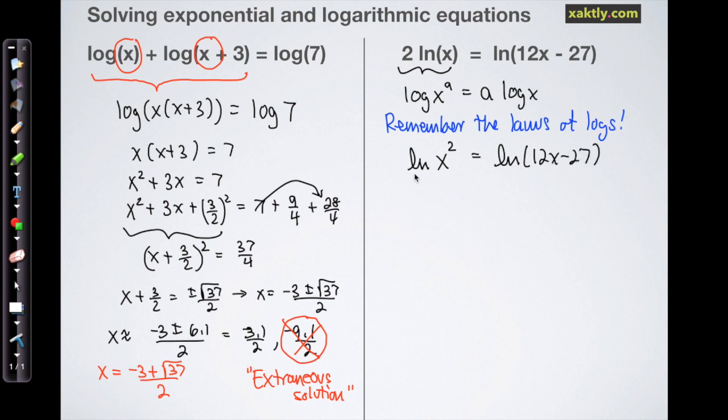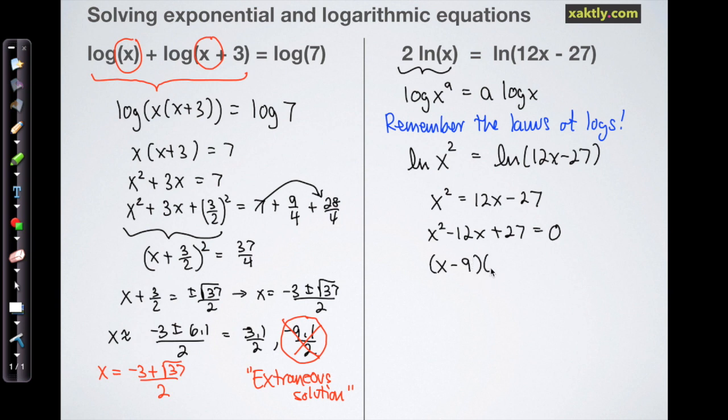And so now I have a log equal to a log, and that means that what's inside of those logs, the x squared and the 12x minus 27, have to be equal to each other. So just set those equal to each other to solve it. x squared equals 12x minus 27. And I recognize this, I think, as something that's factorable. So if I write it out as a quadratic equation with everything on the left, yeah, I can factor this.